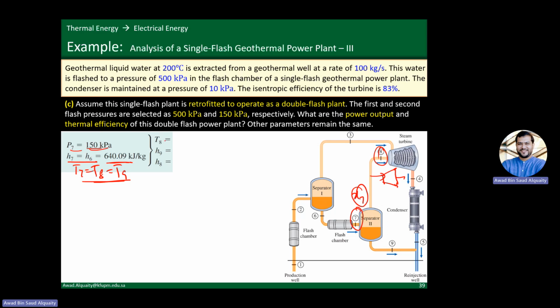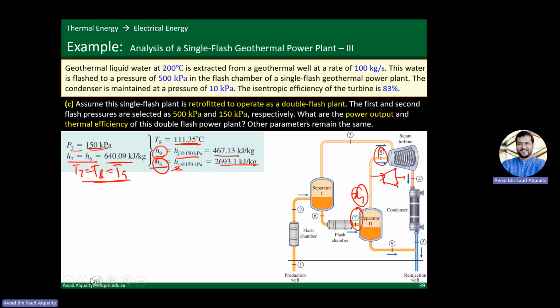All of these are just saturated mixture. State 8 is simply saturated vapor, and state 9 is liquid, but all of them are exactly at the same temperature, at different enthalpies though, because of the different states, right? So temperature at state 8 is 111.35 degrees Celsius. Now enthalpy at state 9, which is liquid, is HF at 150 kilopascal, so that's 467.13. H8 is saturated vapor, so it's Hg at 150, so it's 2693.1 kilojoule per kilogram.